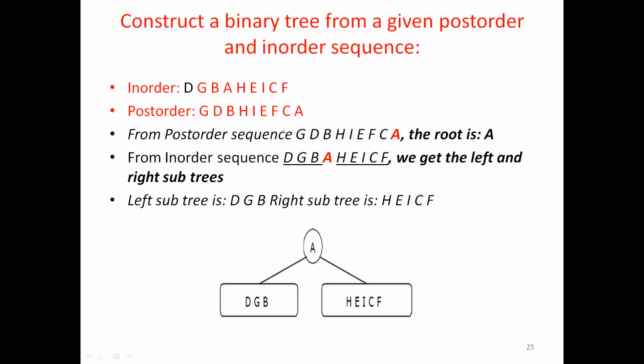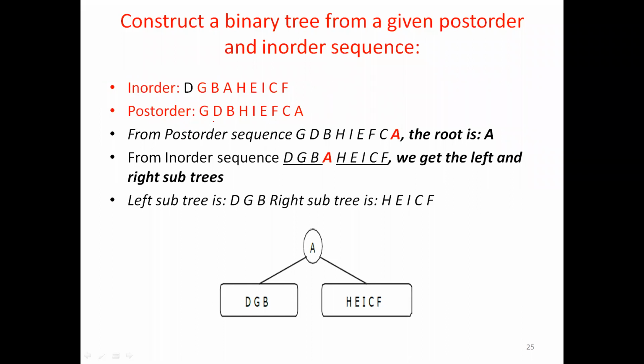Okay, so we are going to take an example. Construct a binary tree from a given post-order and in-order sequence. This is the input for you: in-order and post-order. Once the in-order is given, and we have the post-order also, what I told, always we have to check first the pre-order or post-order traversal. So what will I do? I'll go and check the post-order.